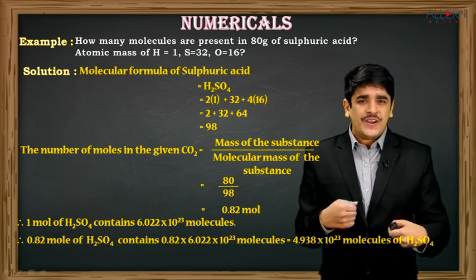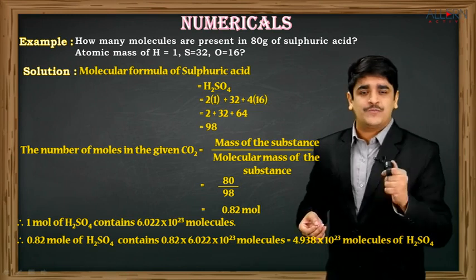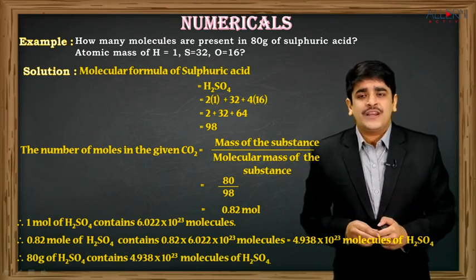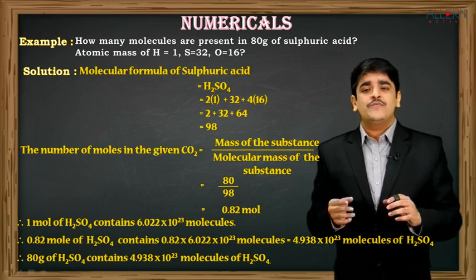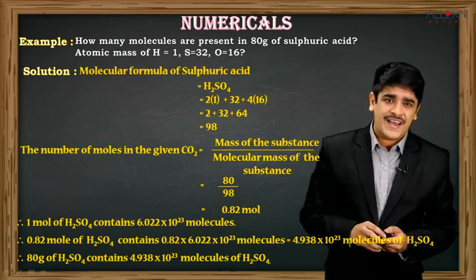I'm going to challenge you a little bit more. Let's increase the level a little bit and see if we can still grasp the concept. Have a look. So, 80 grams of sulfuric acid, which was given as a sum, contains 4.938 into 10 raised to 23 molecules of sulfuric acid.